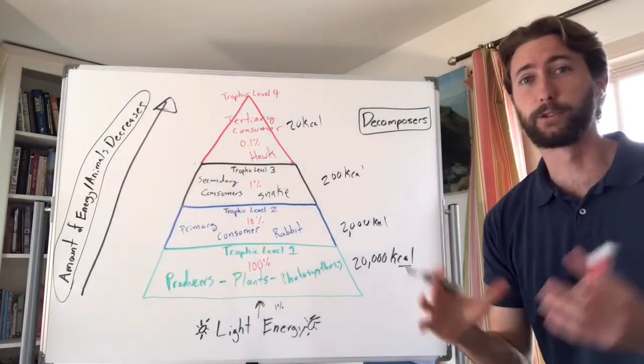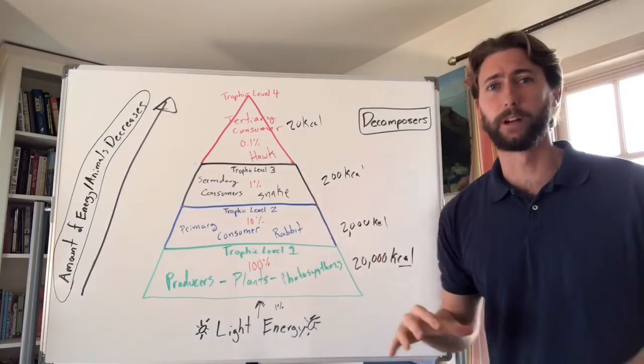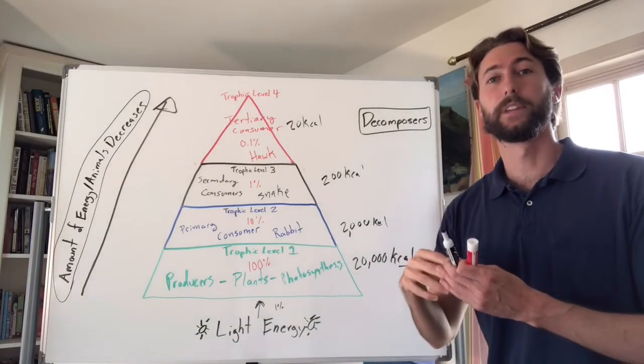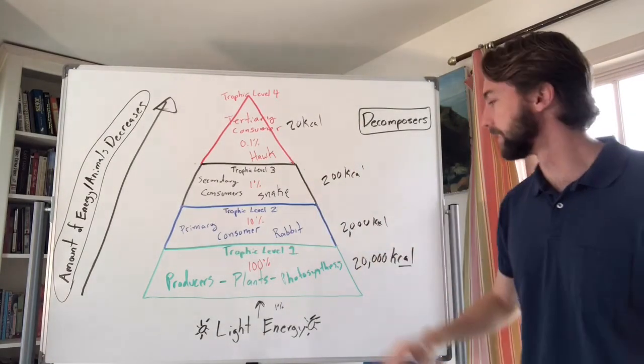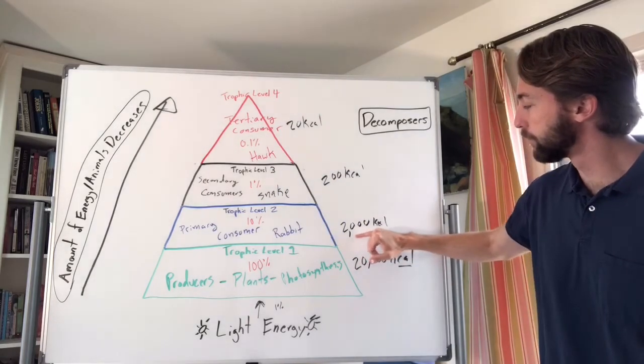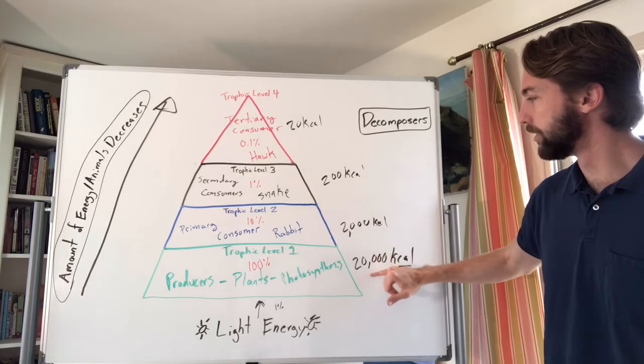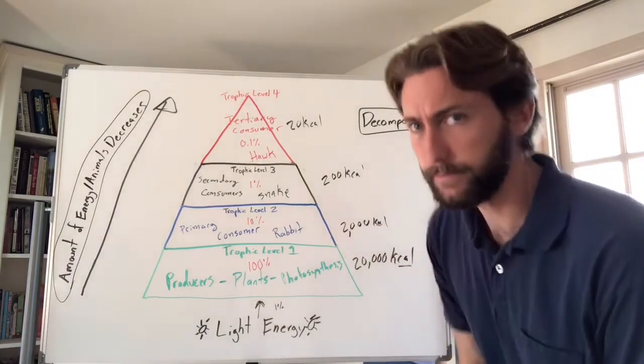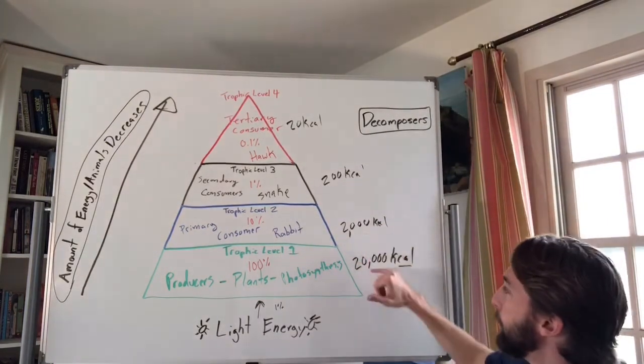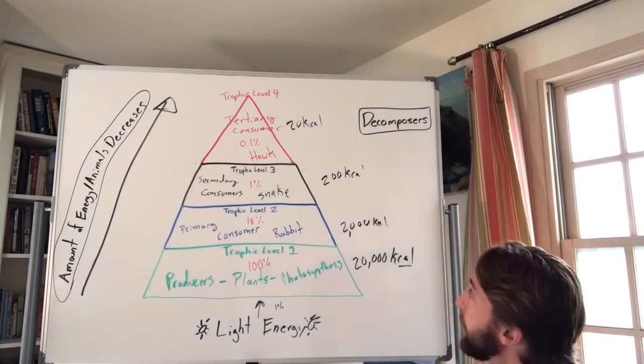If you want to do the actual math, remember it's the part divided by the whole if you want to find a percent, the efficiency of energy transfer from one level to the next. So you do 2,000 divided by 20,000, the part divided by the whole, and you get 0.1. Multiply it by 100, so part divided by the whole multiplied by 100, you get 10%.